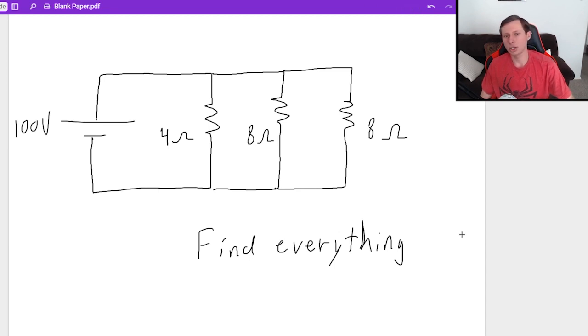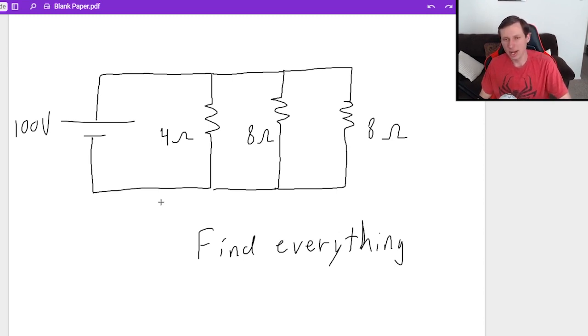Now, typically the question on the test won't ask you to find everything, but I think you'd agree with me that if you are able to find everything, then you're going to have no trouble finding, let's say, the current through this resistor. So that's why we're going to find everything. We're going to get good practice, and you will be a circuit master one day, if you do it for 8 years like I have.